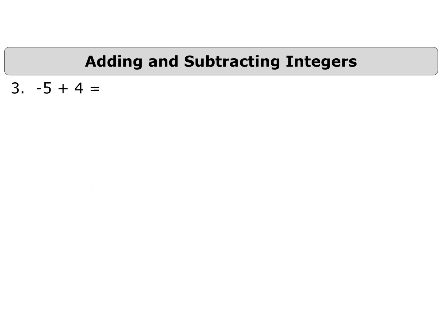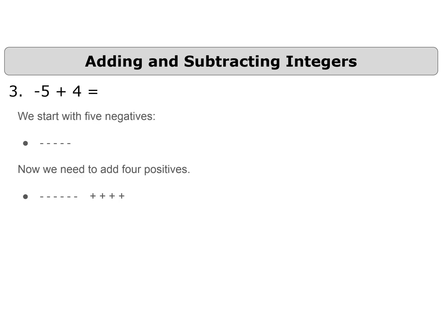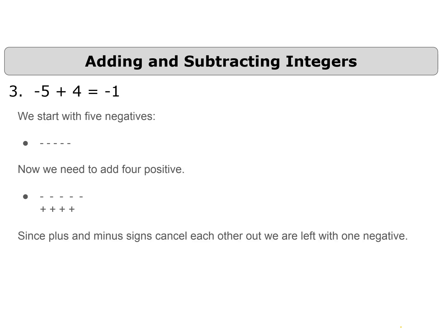Now let's look at -5 plus a positive 4. We start with 5 negatives. Now we need to add 4 positives. Since the plus and minus signs cancel out each other, we are left with 1 negative.